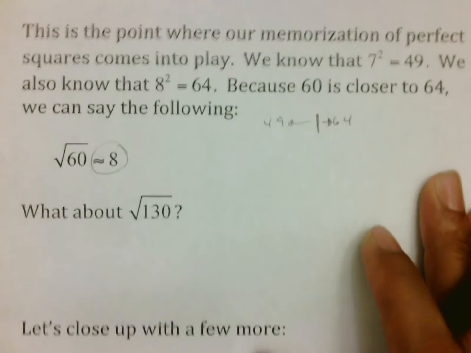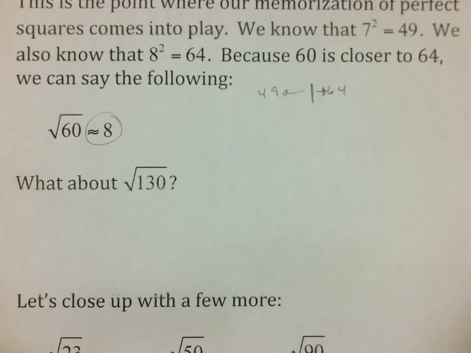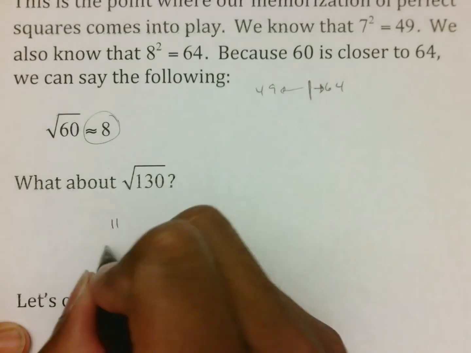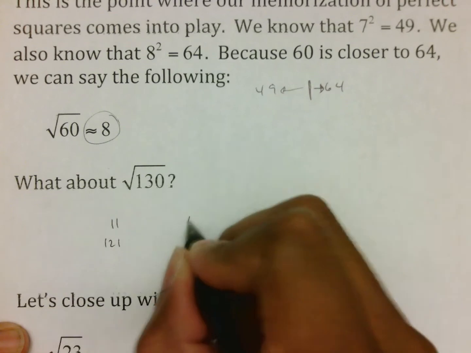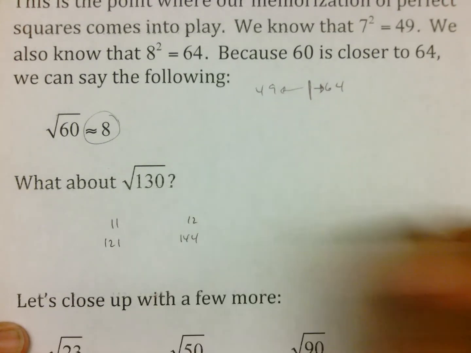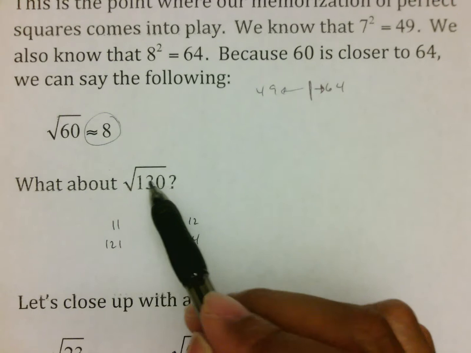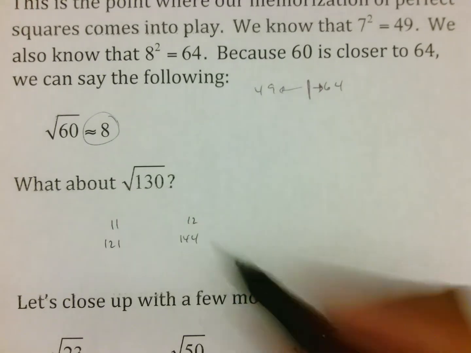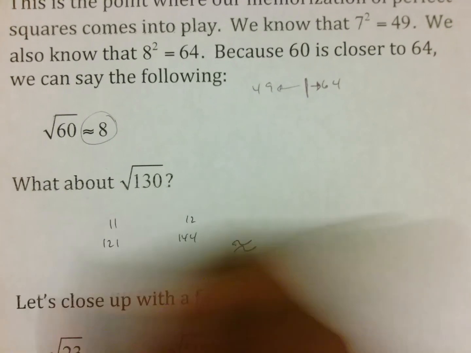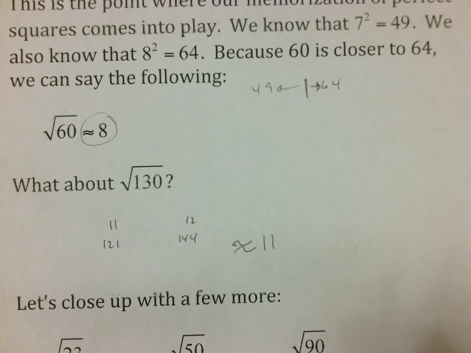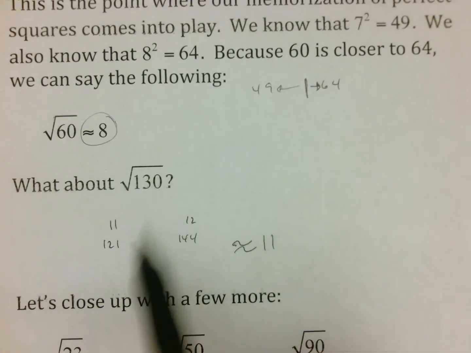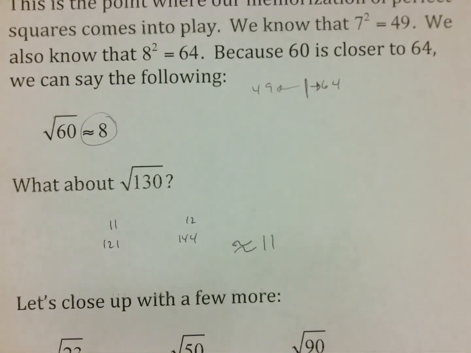If you are asked about the square root of 130, looking at 130, I know that 11 squared is 121. I know that 12 squared is 144. This is 9 away from that one, 14 away from that one. You can say that it's about 11, because it's probably going to be closer to 11 than 12, since 130 is closer to 121 than it is to 144.